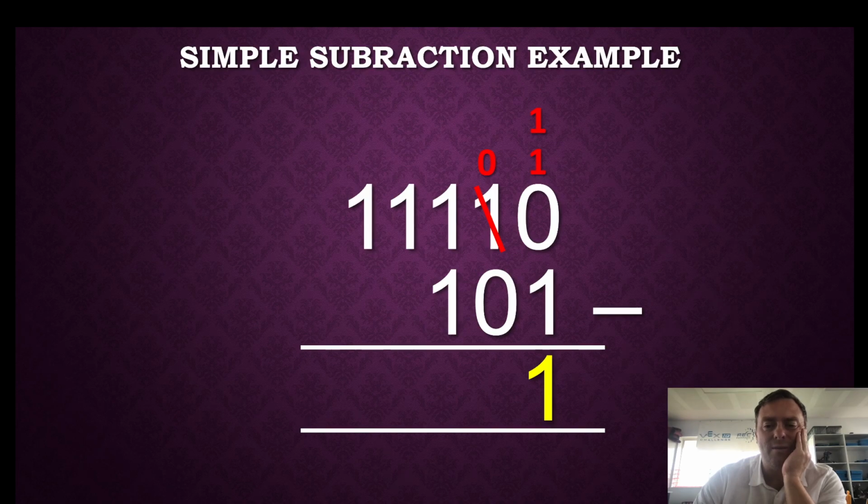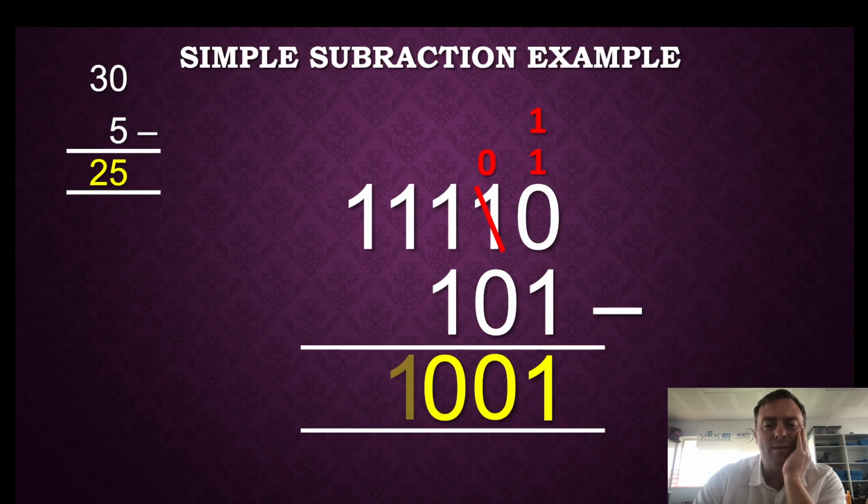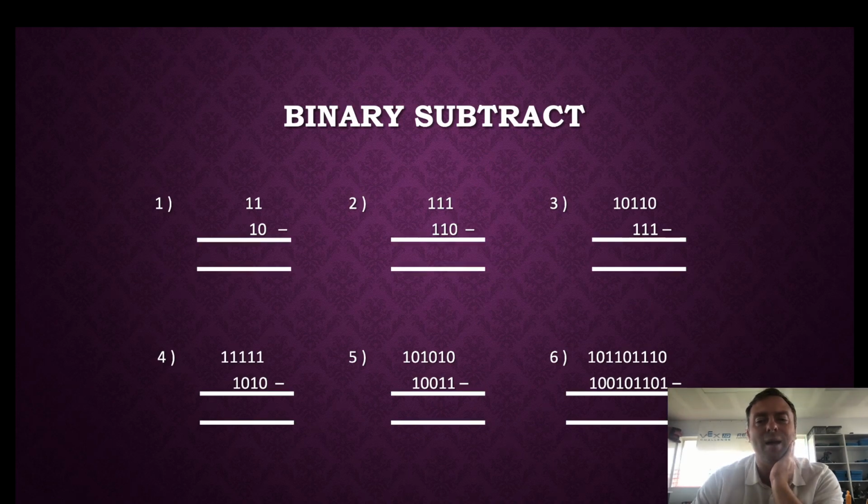0 take away 0 gives you 0. 1 take away 1 gives you 0. 1 take away 0 gives you 1, and then 1 take away 0 gives you 1 again. So then you have 11110 minus 101 is equal to 11001, or 30 take away 5 is equal to 25, which is what that aligns to. So basically just follow the columns, take them away, and borrow across if you can. So just pause the video, have a go at those ones.